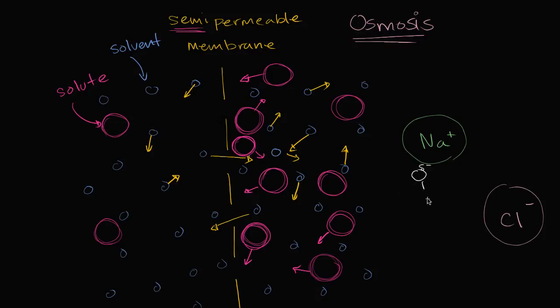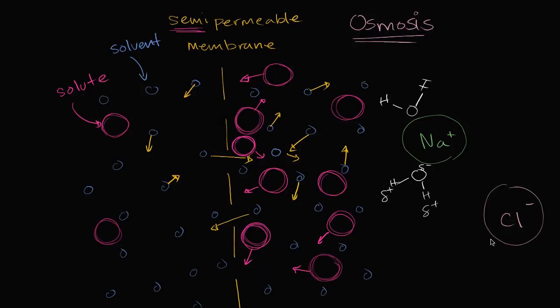Actually, let me write it this way. You have two hydrogens right over here. There's a partially positive charge. And so this oxygen end, away from the hydrogens, is going to be attracted to the sodium ion. And so if the sodium ion can't make it through, this water is going to want to stick to the sodium ion. And so you can imagine all of these water molecules sticking to the sodium ion, which would make it less likely that these would pass from right to left than the ones that are passing from left to right.